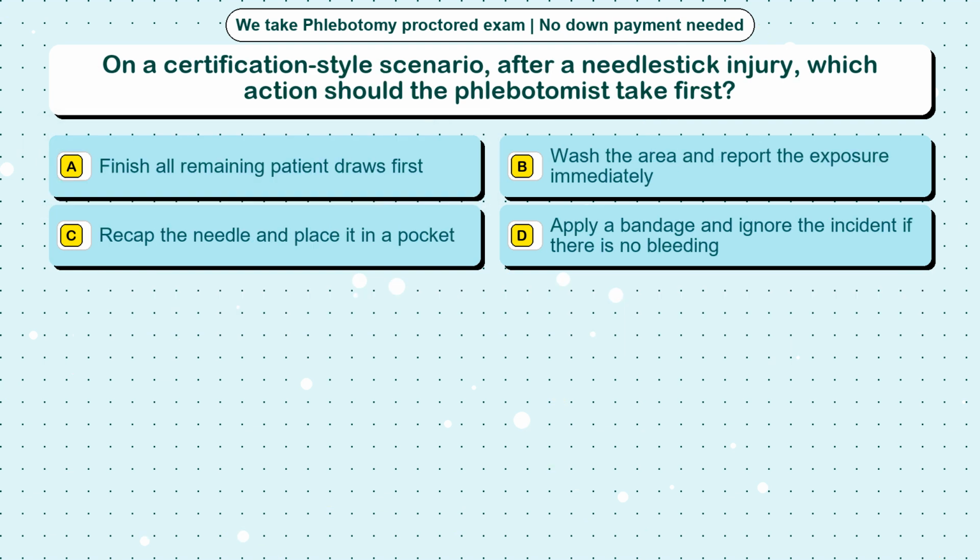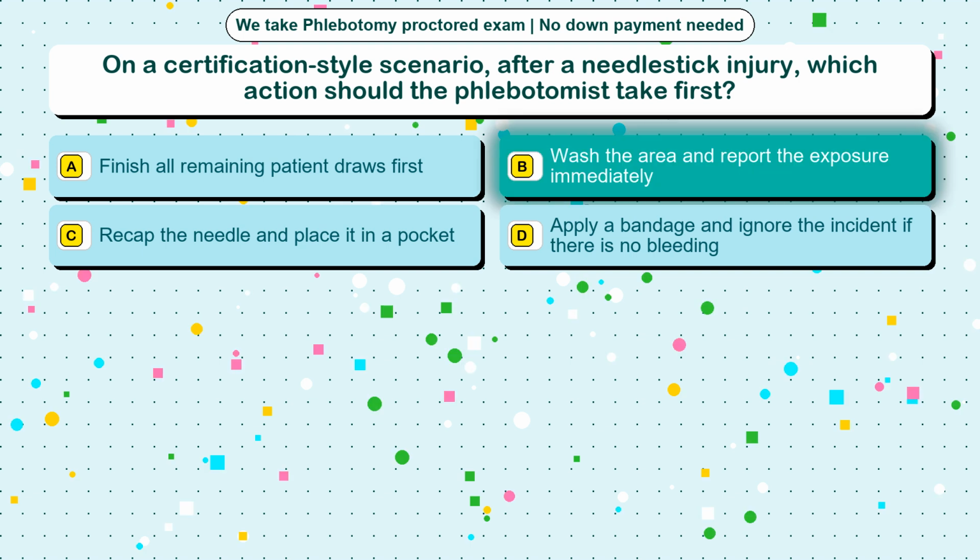Question 64. On a certification-style scenario, after a needle stick injury, which action should the phlebotomist take first? Option A. Finish all remaining patient draws first. Option B. Wash the area and report the exposure immediately. Option C. Recap the needle and place it in a pocket. Option D. Apply a bandage and ignore the incident if there is no bleeding.